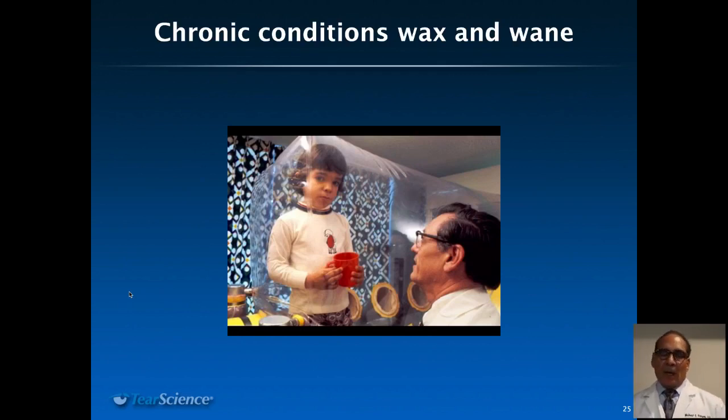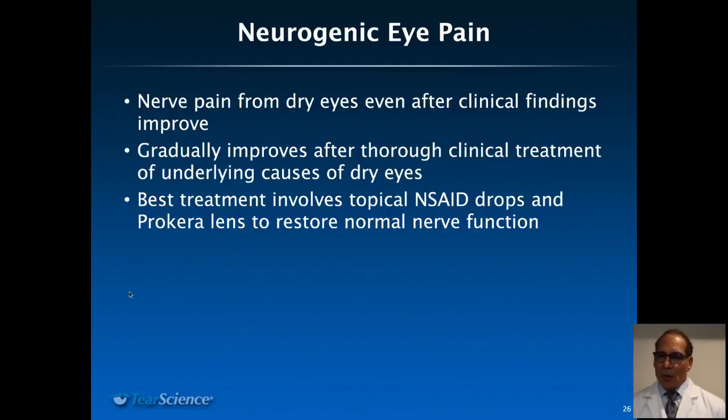Right. So there is also a type of condition where the eye itself can feel pain or discomfort even when we've successfully treated the dryness. When we look through the microscope, we see no signs of dry eyes. The best example I can give of this is two things. One is a condition called fibromyalgia, where in spite of lack of obvious physical disease, patients report a lot of discomfort, a lot of pain in their body.